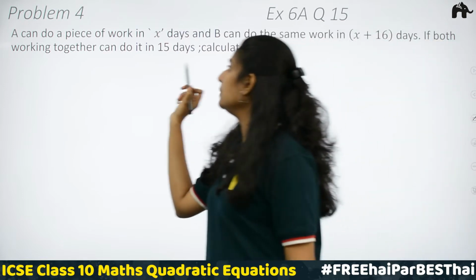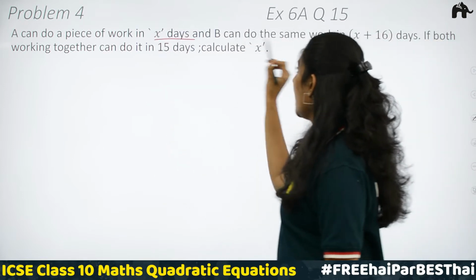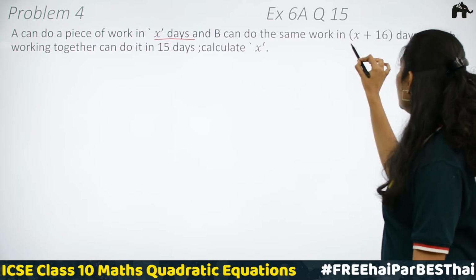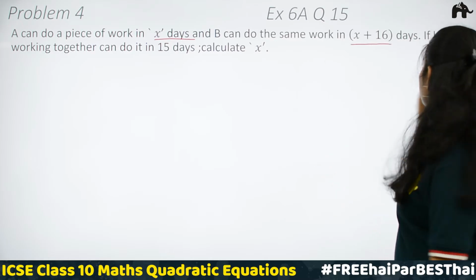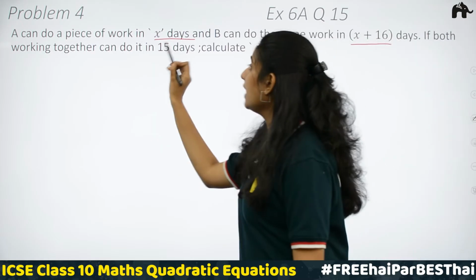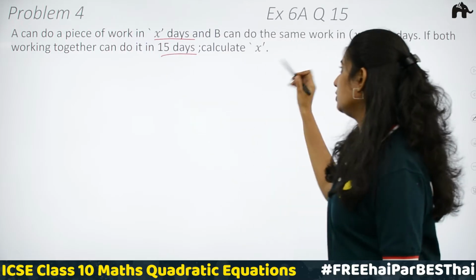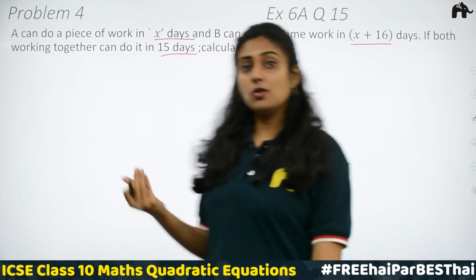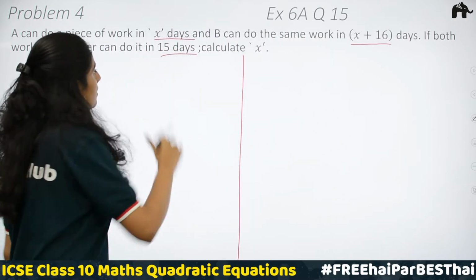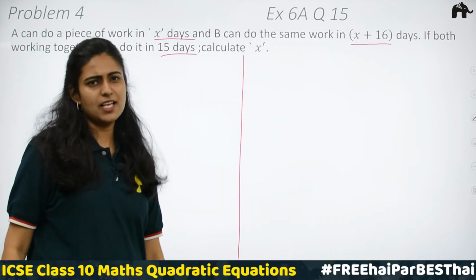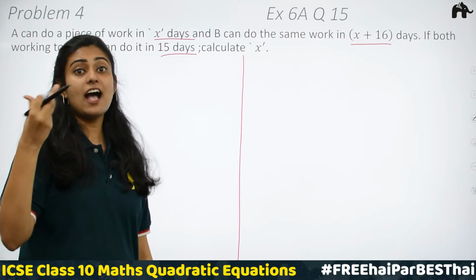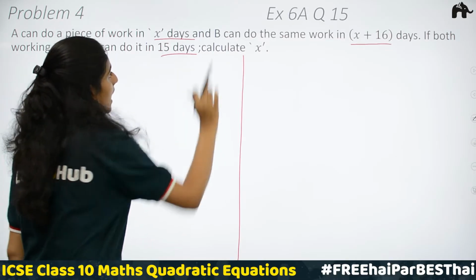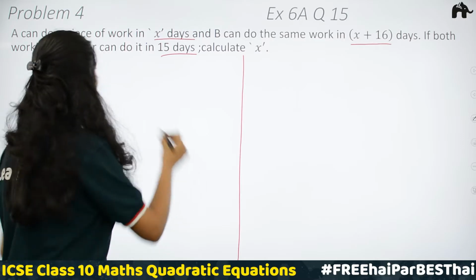A can do a piece of work in x days and B can do the same work in x plus 16 days. If both working together can do it in 15 days, calculate x. This problem is related to work done. Here, we have solved a similar example. Remember that in that case, we had hours given. Here, the time is given in terms of days.